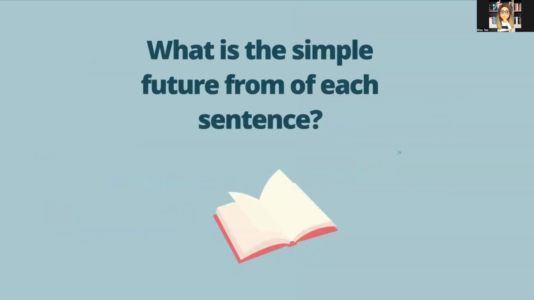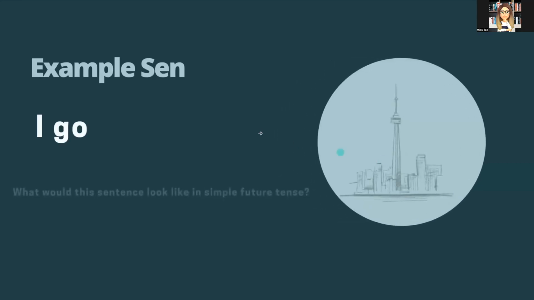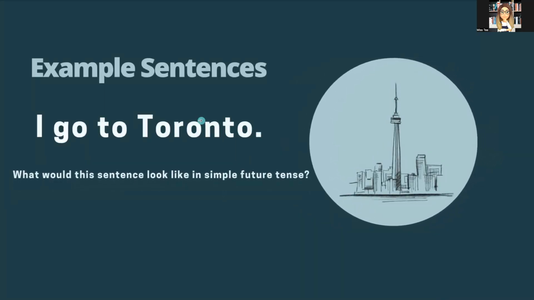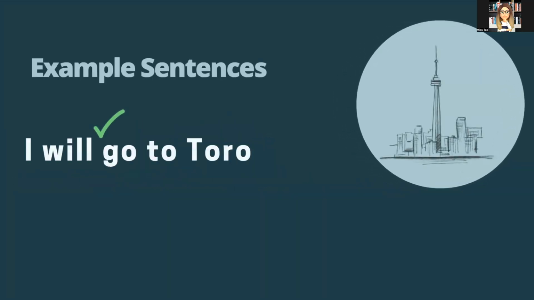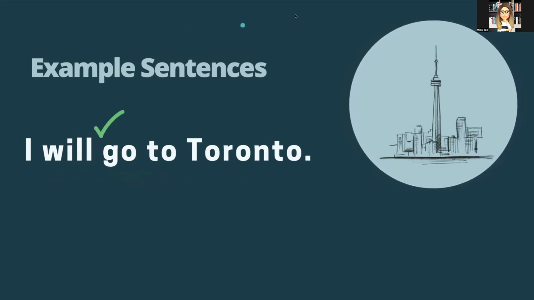Now we're going to get ready to test ourselves. So what is the simple future form of each sentence? Example sentences. So this is one: I go to Toronto. This is in simple present. How do we change that to be simple future? The answer: I will go to Toronto. So will plus the verb, go to Toronto.